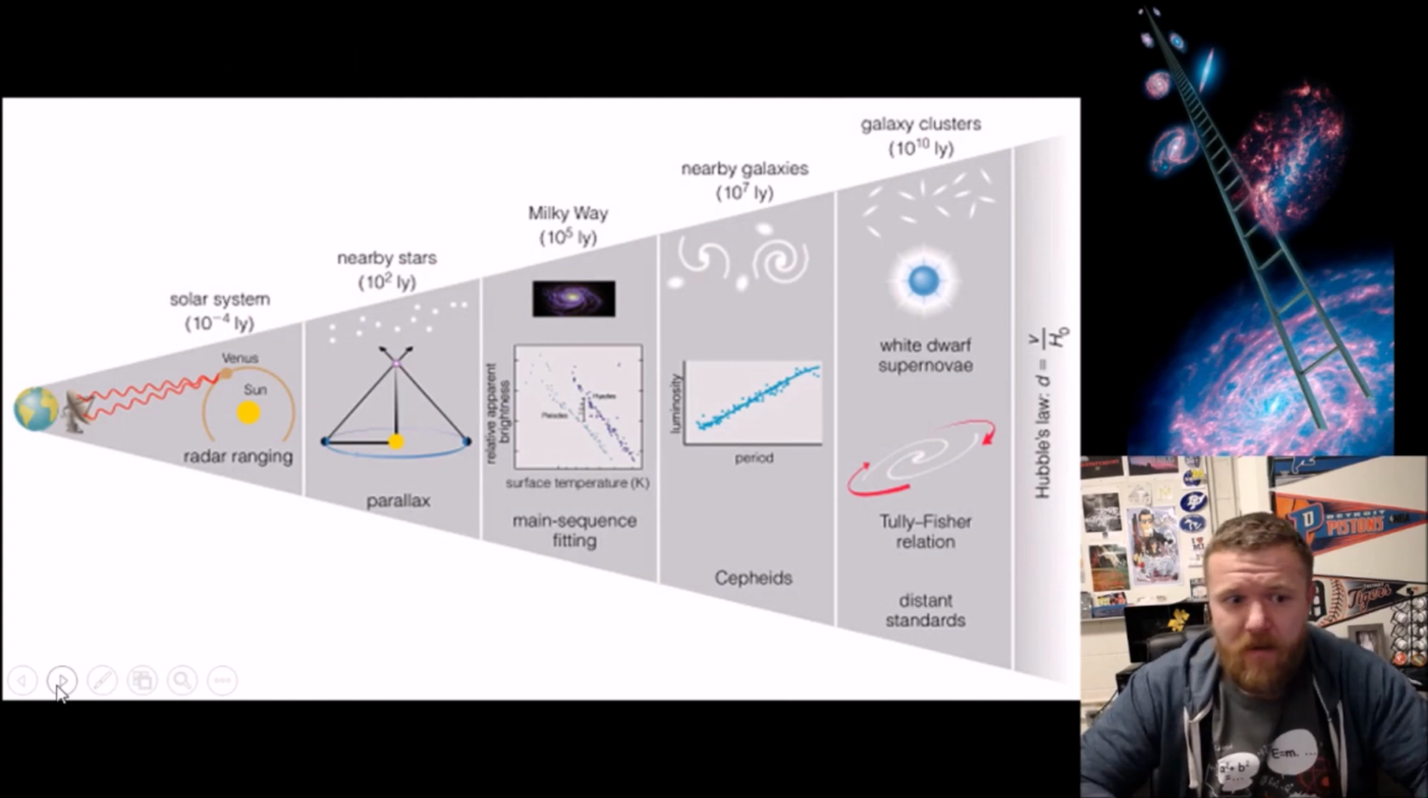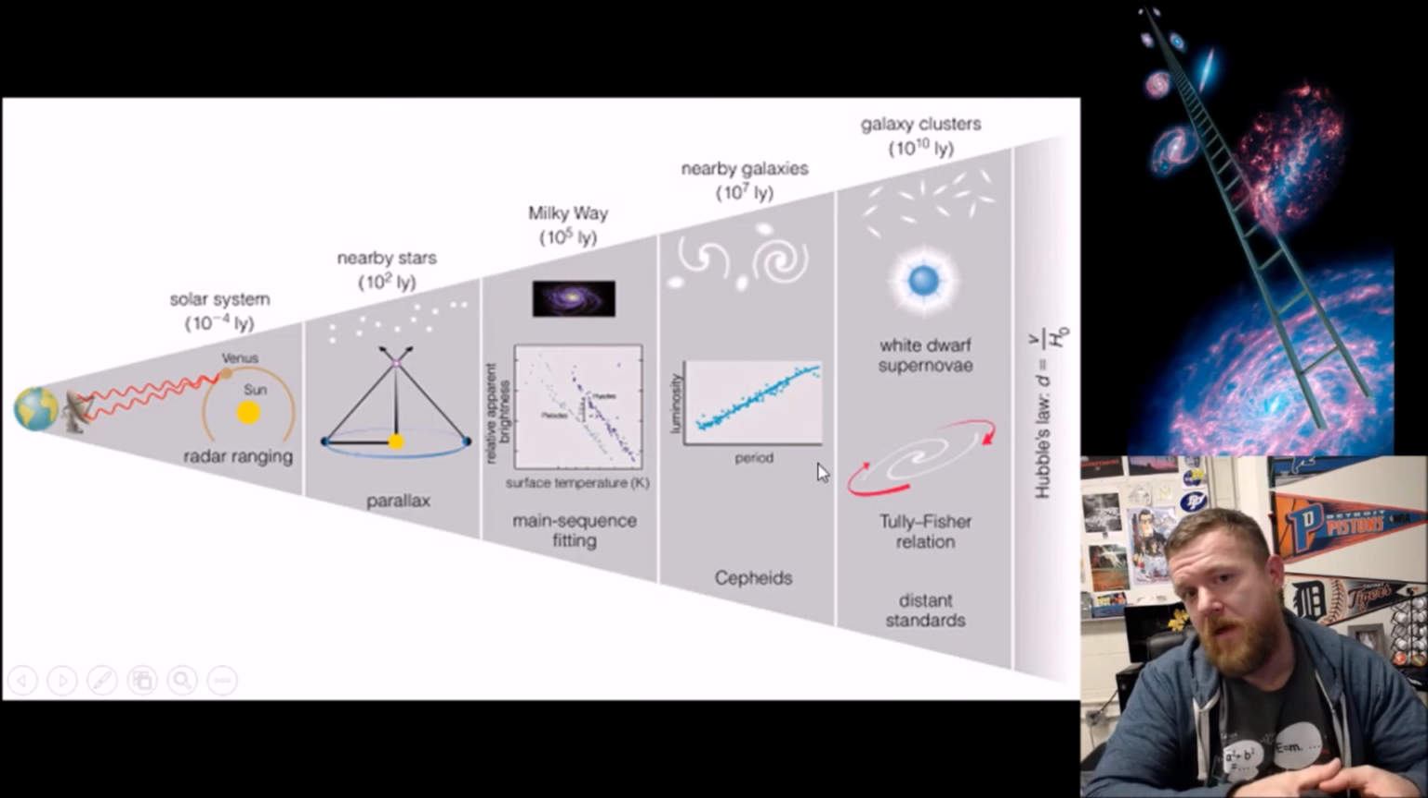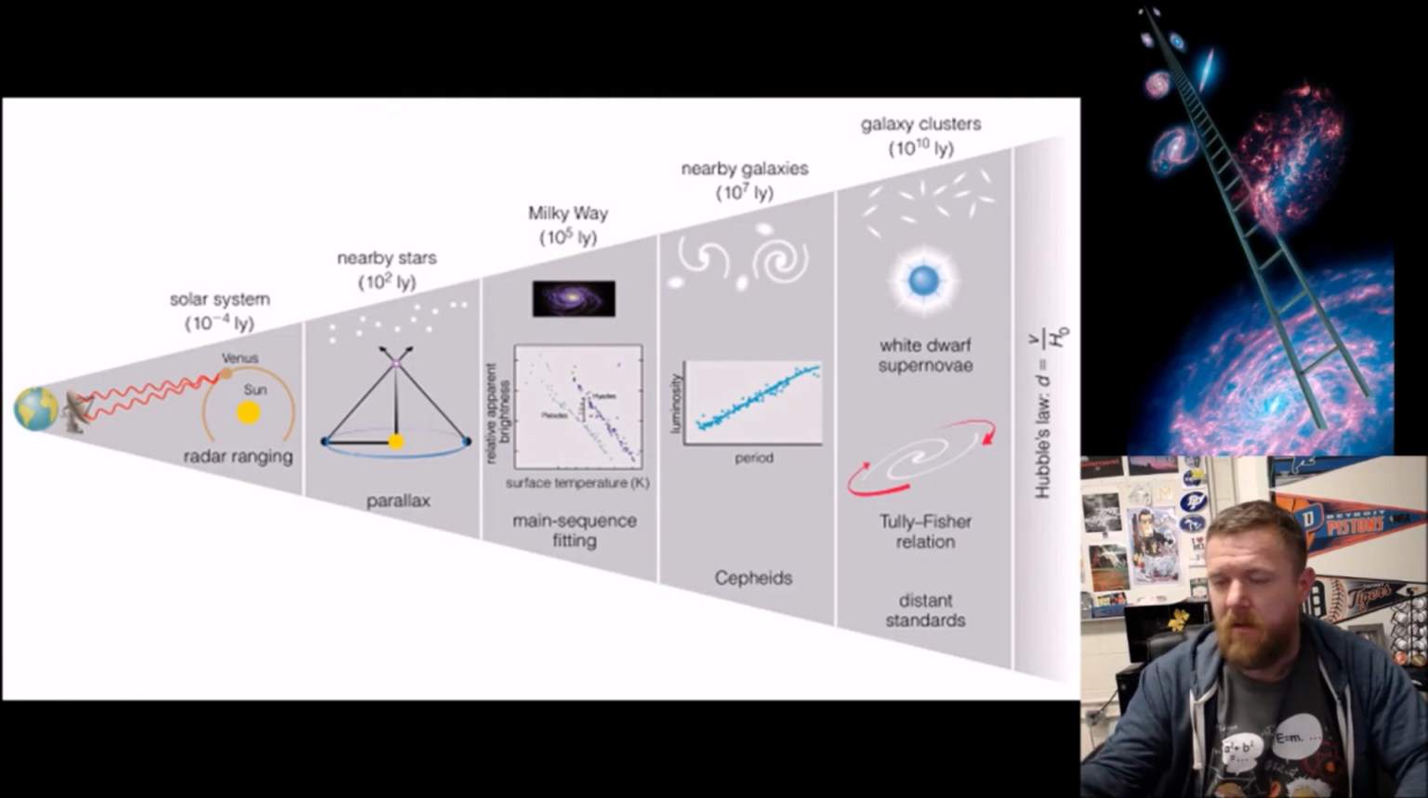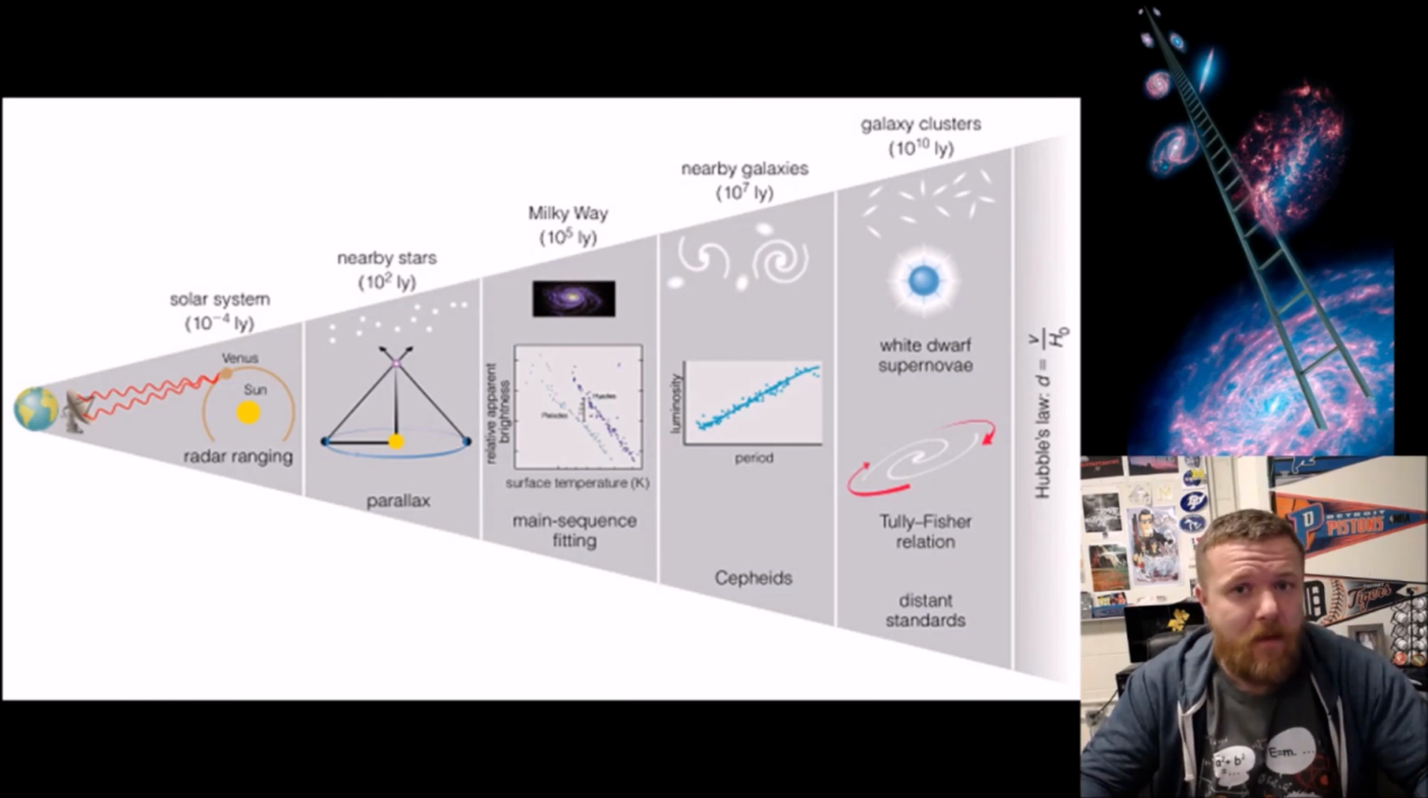Use an entire page, and what I want you to do is write down the method. I also want you guys to write down how far away that method works. So radar ranging, for instance, works within our solar system. Parallax works for nearby stars. Cepheid variables can work in nearby galaxies. So write down the method, draw a sketch, and tell me what type of distances that method works with.